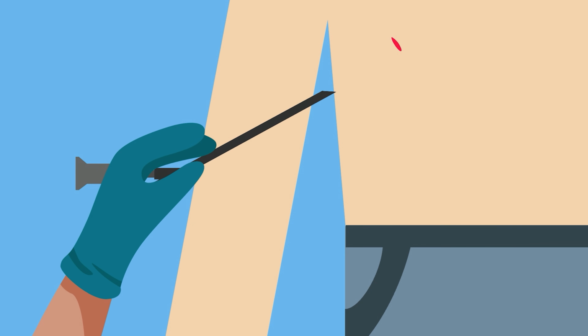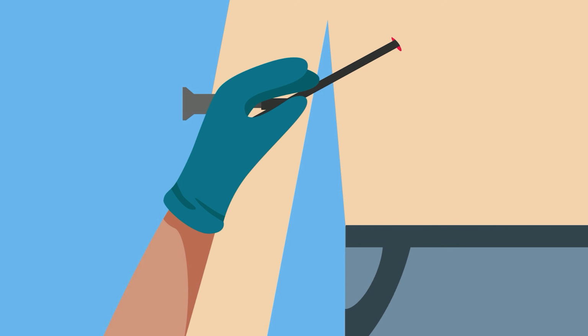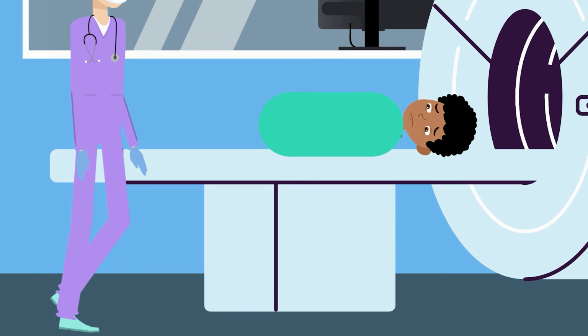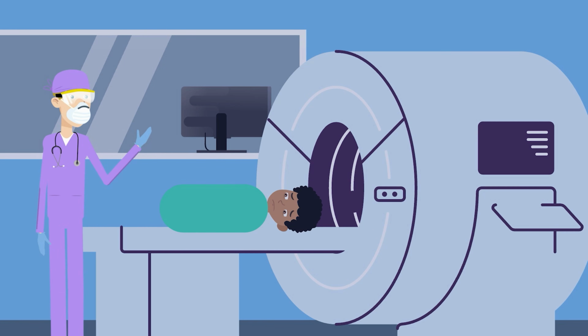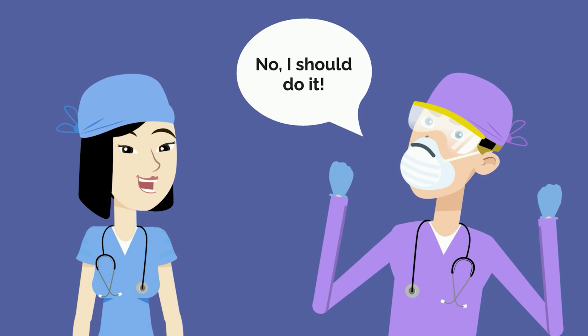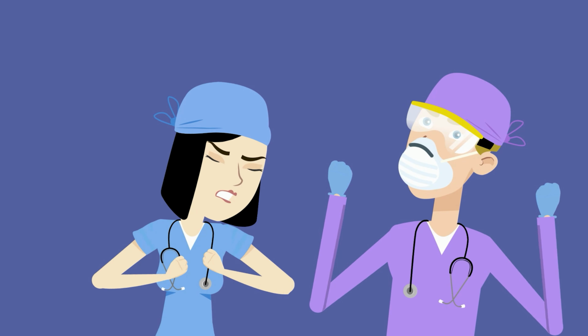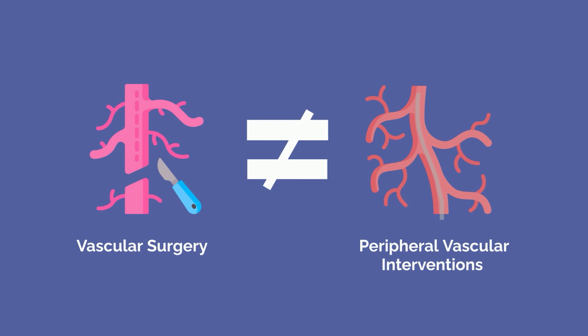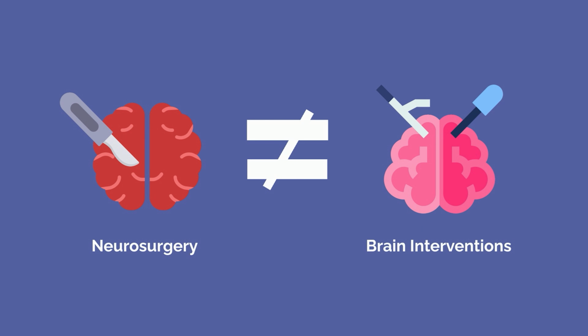In some community practices, IR can become a line and drain service doing all the procedures no one else wants to do. You'll also spend many hours standing, and there is a danger of radiation exposure. Turf battles can also exist with other specialties depending on the institution. For example, you could come into conflict with vascular surgery for peripheral vascular interventions and neurosurgery for brain interventions.